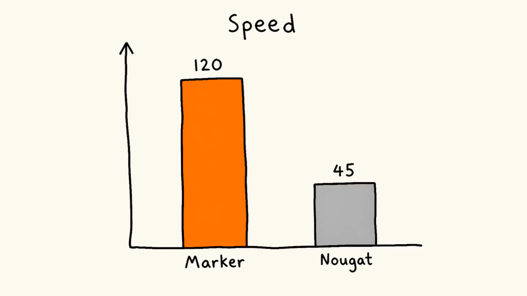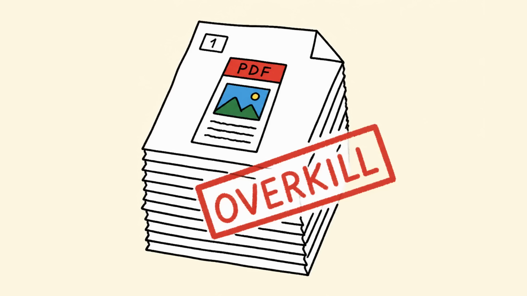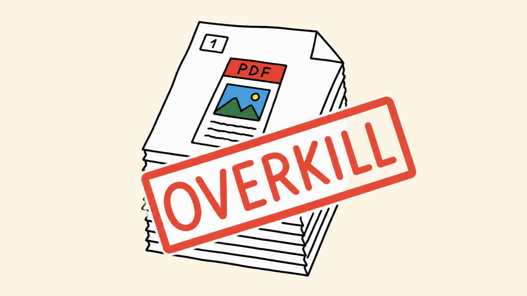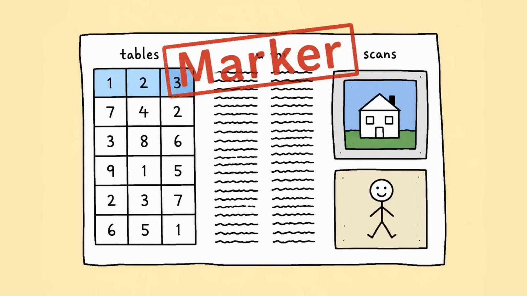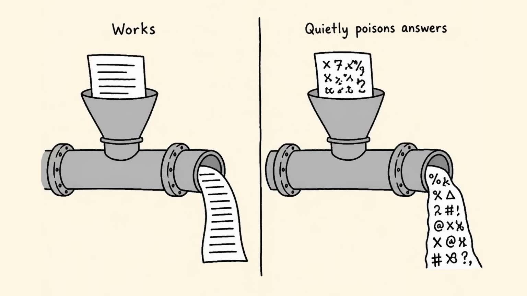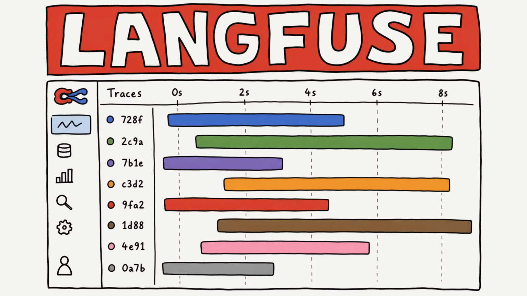The trade-off, it's heavier than a plain text extractor because it's running ML under the hood. So for a stack of simple, well-behaved PDFs, yeah, it's overkill. But once your documents have any real layout complexity, tables, columns, scans, Marker's the difference between a pipeline that works and one that just quietly poisons every answer. If you're ingesting a corpus of real-world documents, this is the front door.